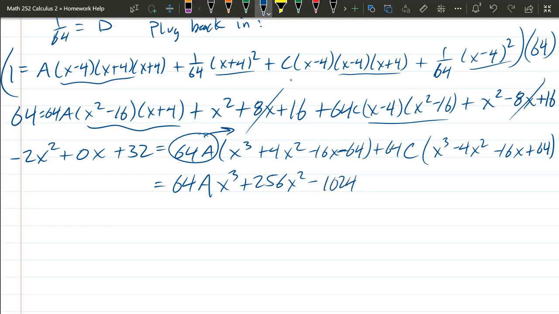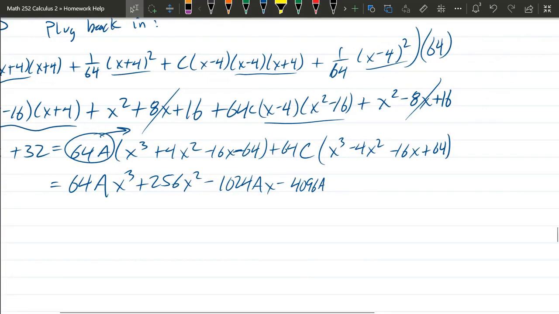1024. What was I doing? That's how many AXs we have. Minus 64 squared, 4096 A. Now we're running out of room. Surprise, we made it this far.